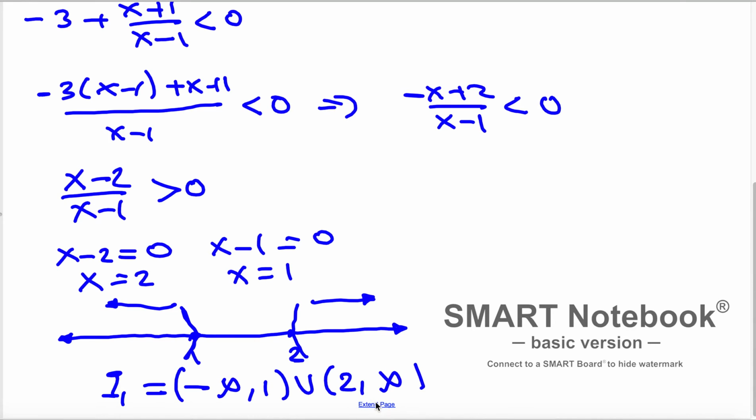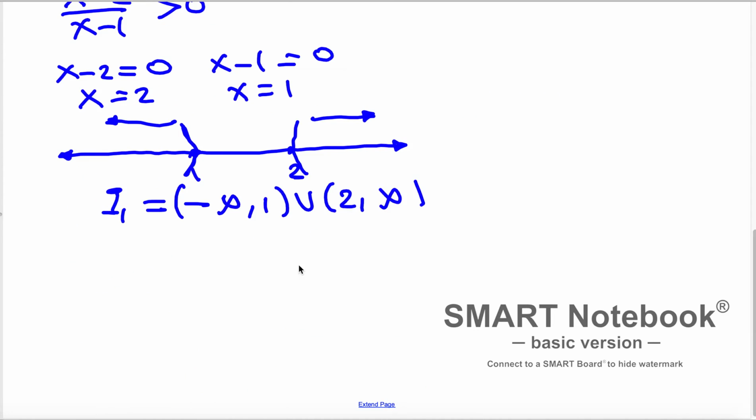If we take the other case, case 2, the case 2 was x, so just let me see here what it was. It was x plus 1 divided by x minus 1, and it was greater than minus 3. So this is case 2.